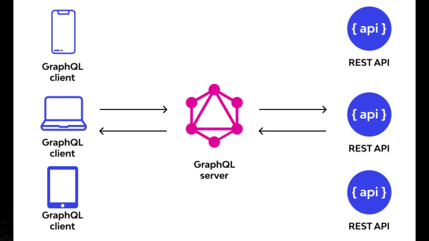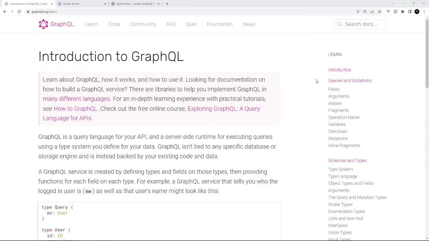In today's video, we will integrate GraphQL with our Django REST framework. So if you don't know about GraphQL, GraphQL is an open source query language for APIs that was developed by Facebook in 2012.